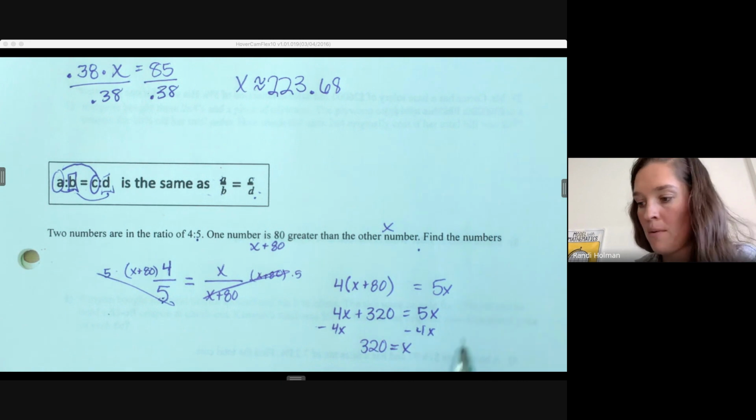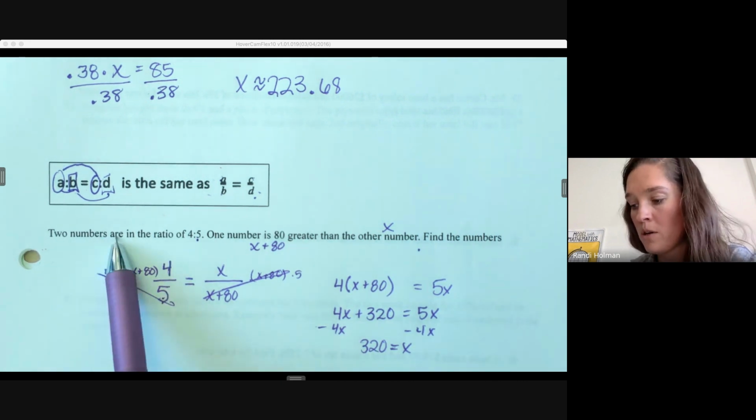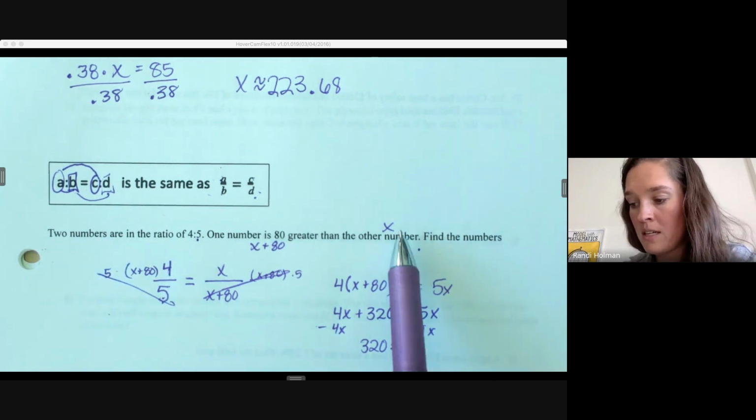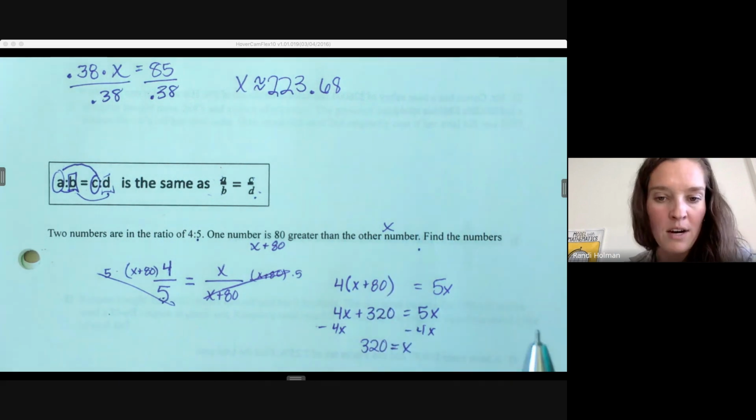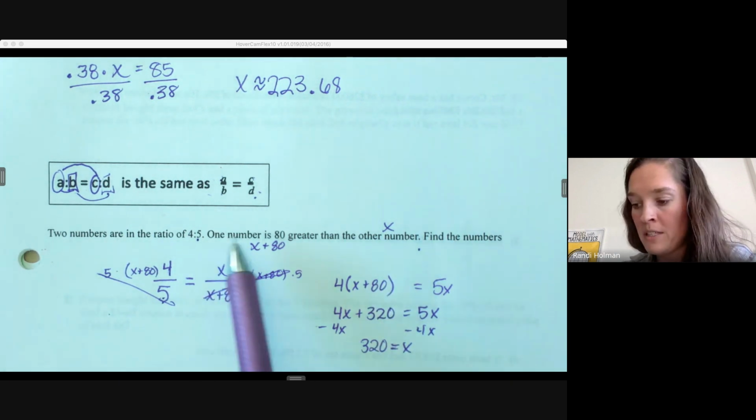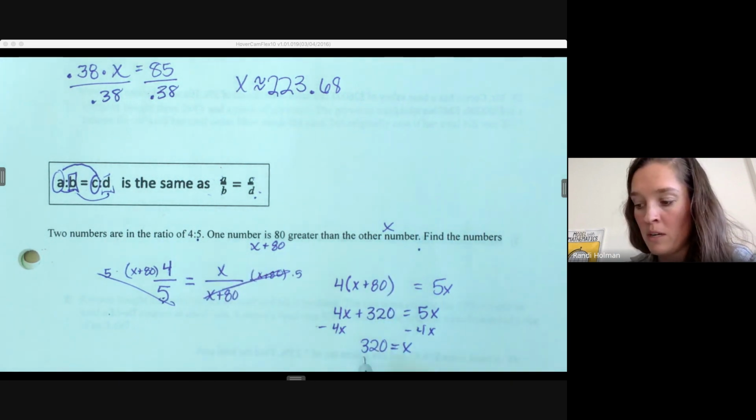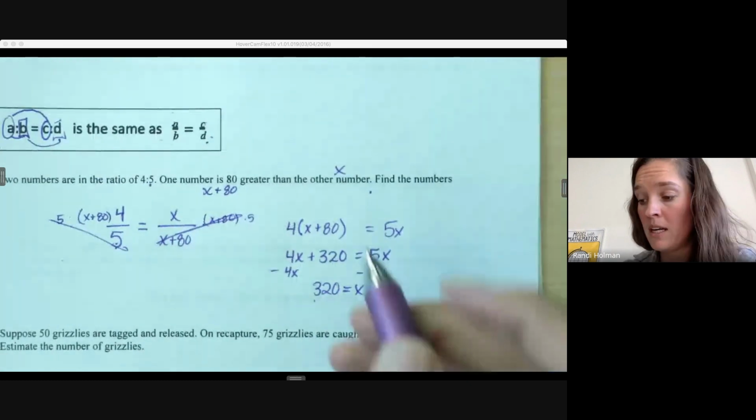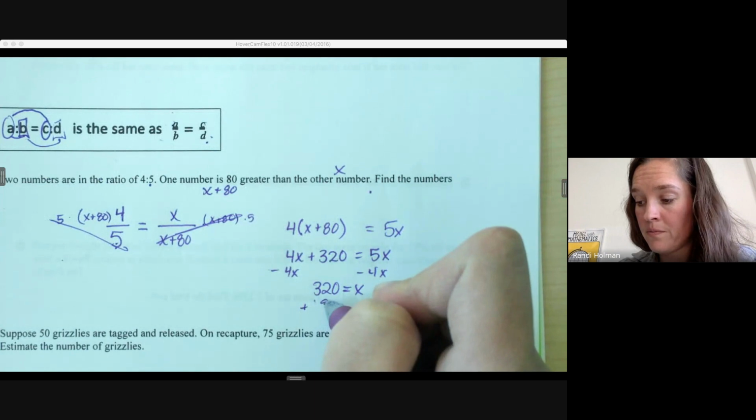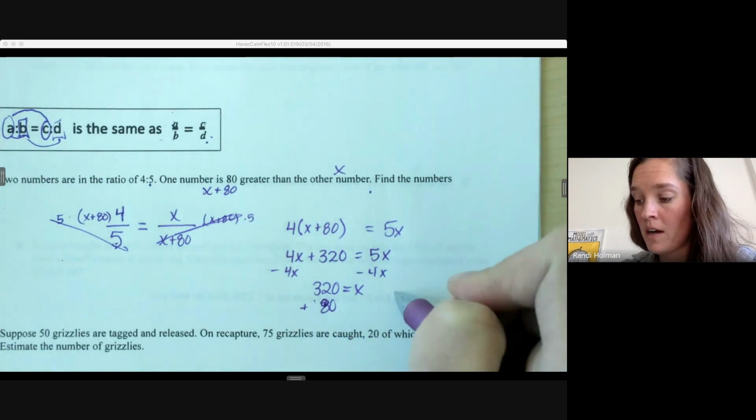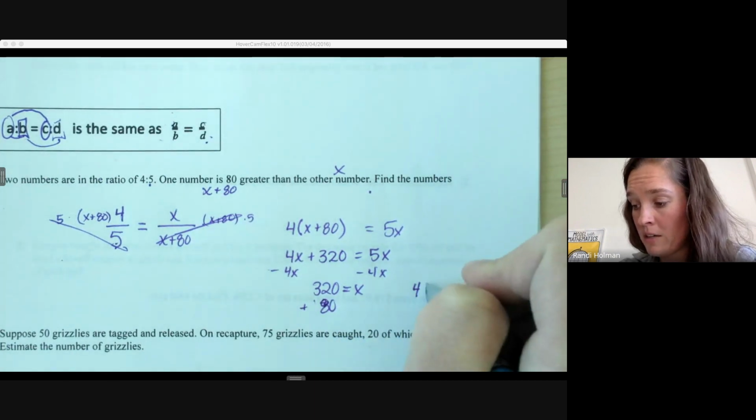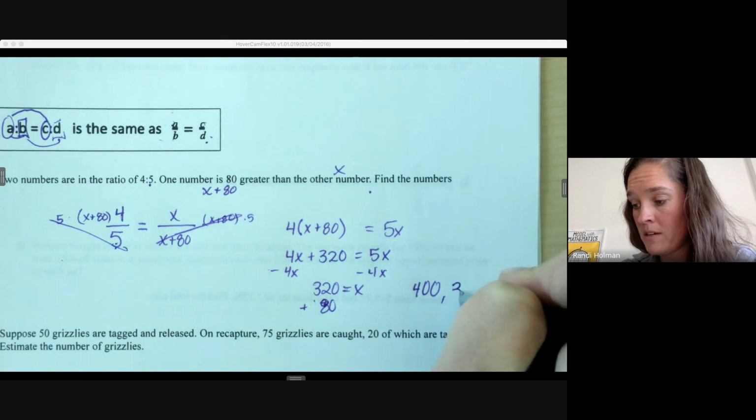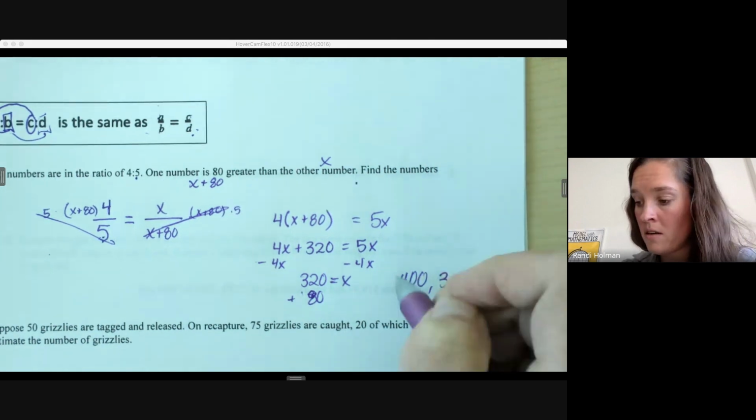There's more to this problem. So go back and look at 2 numbers. Oh, we only found 1 number. This is the other number. This is why defining your variable is helpful. One number is 80 greater than that number. So that means one number is 320. The other number is 80 more than 320. So our other number is 400. So 2 numbers, 400 and 320.